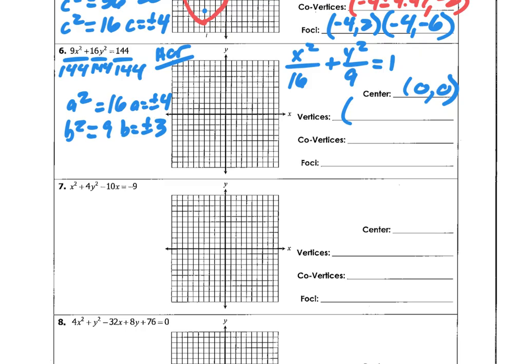So that means plus or minus 4 and 0. You can write it as two separate ordered pairs once again, 4, 0, negative 4, 0, but especially from 0, 0, I just like to write it like that. My co-vertices would be 0 and plus or minus 3. So we're going to go 4, 0, negative 4, 0, up 3, down 3.